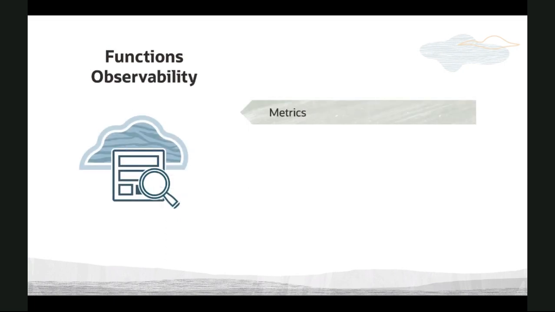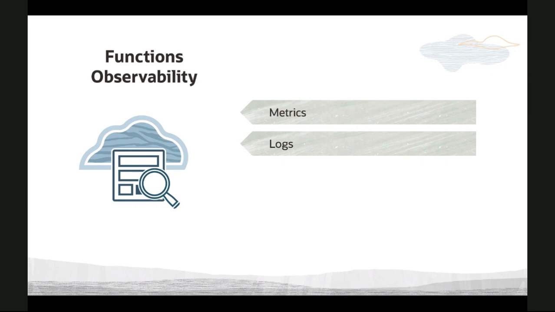Moving on to functions observability. There are 3 key pillars: metrics, logs, and traces, and the function service supports all 3. First, the function metrics. The function service collects metrics and sends it to the OCI monitoring service. You can easily view metrics in the OCI console. Function service integrates with OCI logging and sends your function logs to the OCI logging service by default.